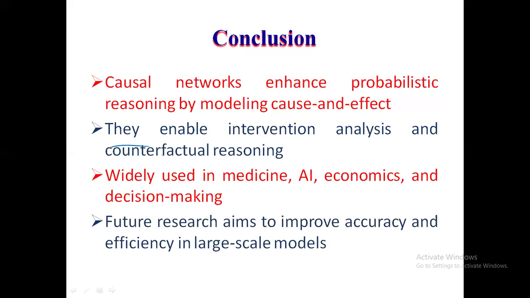It is widely used in medicine, AI, economics, and decision making. Their applications span multiple domains, from diagnosing diseases to improving AI transparency. Future research directions, in this case, mean improving the accuracy and efficiency of large scale models. Advances in causal modeling aim to handle large data sets, improve computational efficiency, and integrate machine learning techniques.